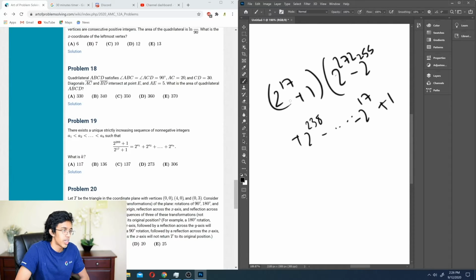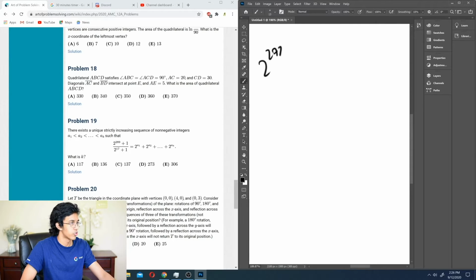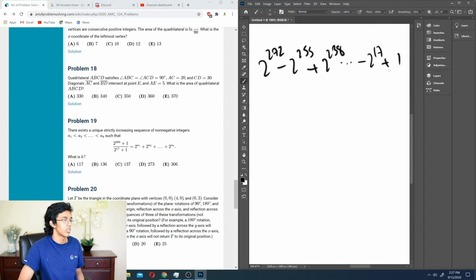So you basically have minus 2 to the 17 times 2 to the 17 plus 2 to the 17 plus 1. And then yeah, you just want the plus 1. So this works, okay. So now we basically have that we want to find 2 to the 272 minus 2 to the 255 plus 2 to the 238 dot dot dot minus 2 to the 17 plus 1, that this is equal to some strictly increasing sequence of non-negative integers.